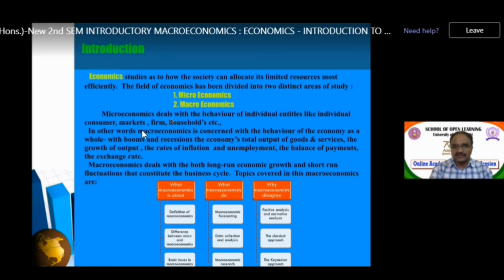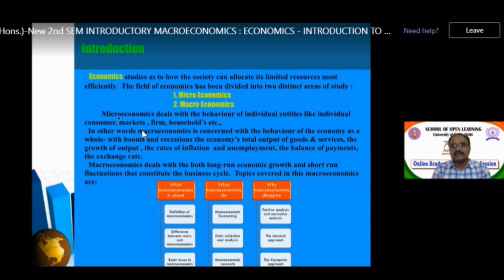In this entire first unit, we have to cover these 3 topics. What are the 3 topics? What macroeconomics is about, what macroeconomists do, and why macroeconomists disagree. According to the Abel and Bernanke book, there are 2 chapters in this unit. The first chapter is the introduction to macroeconomics: what macroeconomics is and how you are studying it.